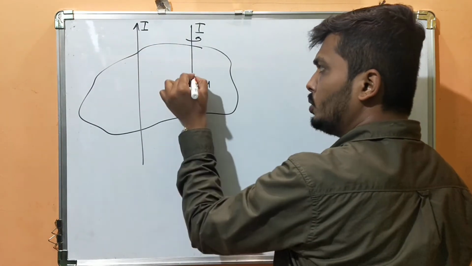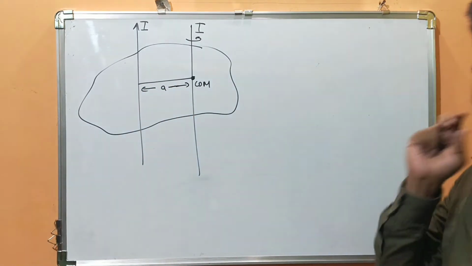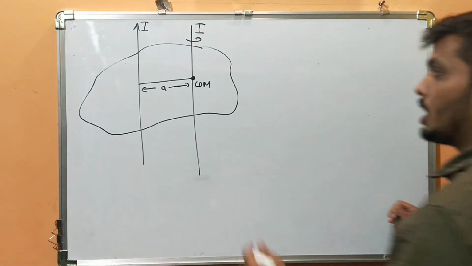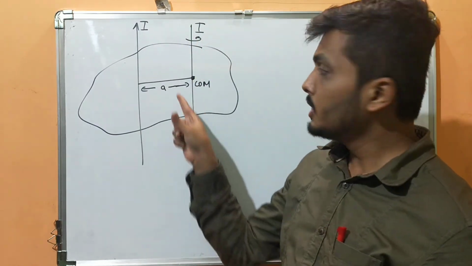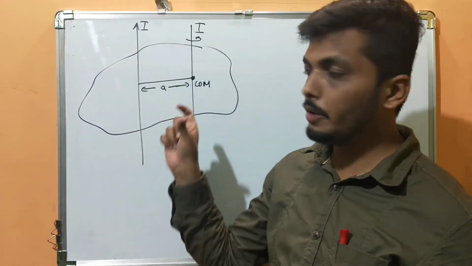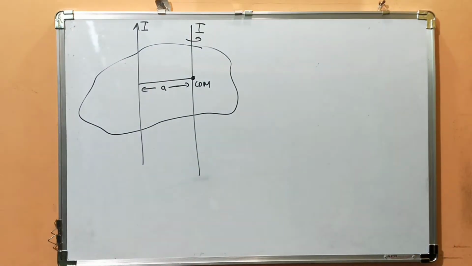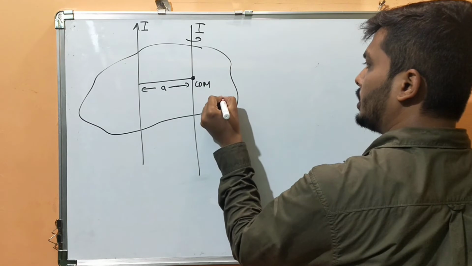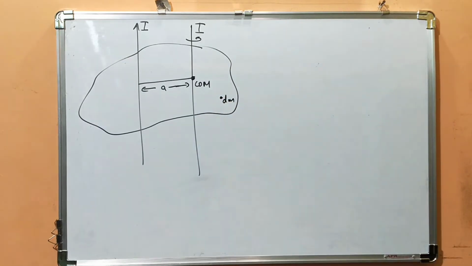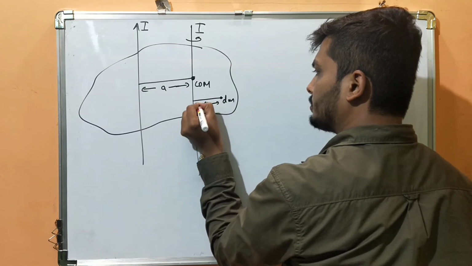Got it? So let this distance be A. Whatever distance I was telling you, let this distance be A. Obviously initially the body was rotating about this axis. Now the body is also rotating about this axis. So definitely the moment of inertia will increase. Yes or no? Now suppose there is one small mass here. Let me give it here only. That mass is delta m, dm. Now let me give a distance r from here.